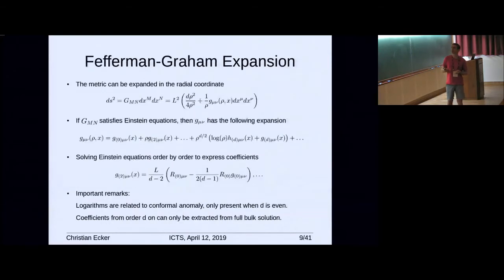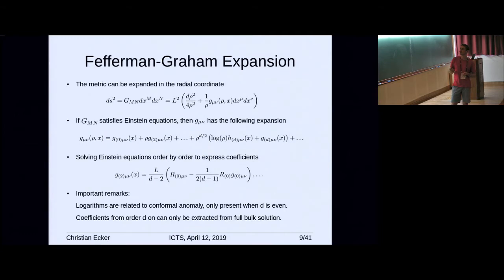For that, we first have to look at the so-called Fefferman-Graham expansion. So we expand the metric on the gravity side in the following way, where rho is the radial coordinate of the anti-de Sitter space. And if the metric in this asymptotic anti-de Sitter space satisfies the Einstein equation, then by the Fefferman-Graham theorem, this part of the metric has the following expansion in the radial coordinate. The coefficients that appear in this expansion can be found by solving the Einstein equations order by order in the radial coordinate.